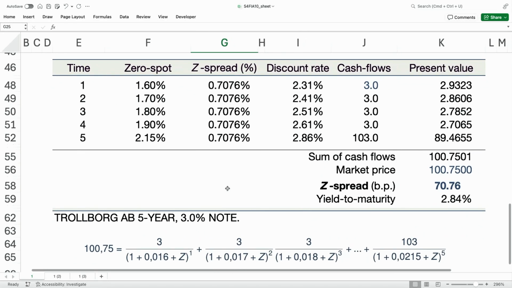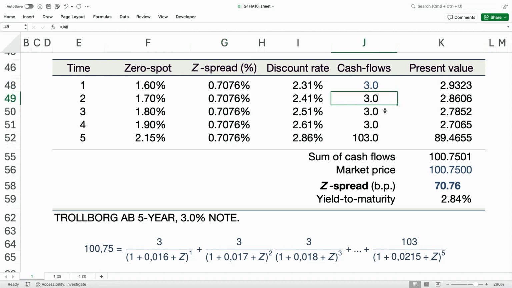Now, consider this euro-denominated fictitious corporate bond just issued by a Swedish company, Trollborg AB, with a 5-year maturity and a 3% annual coupon, whose price is 100.75. A different perspective on measuring a spread would be to use a constant yield spread over the government or even an interest rate swap spot curve as shown in this exhibit.